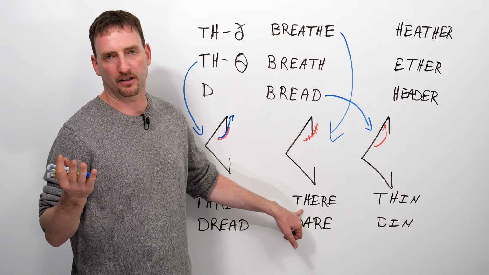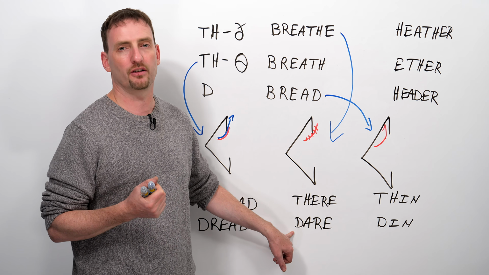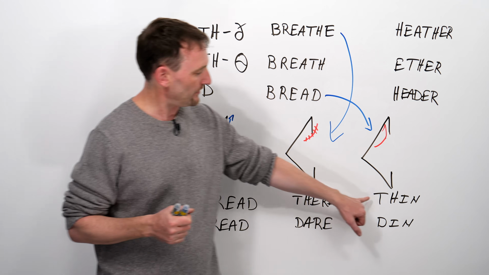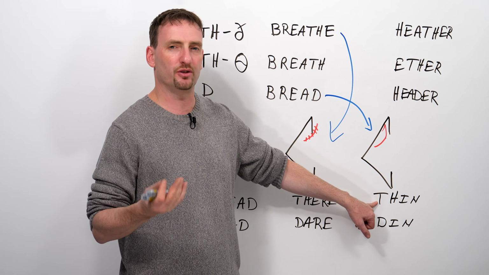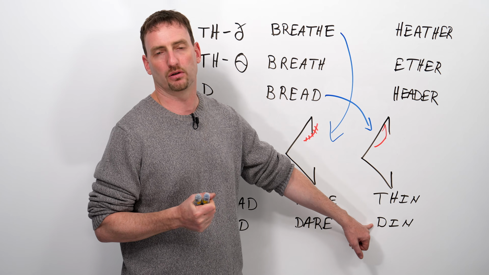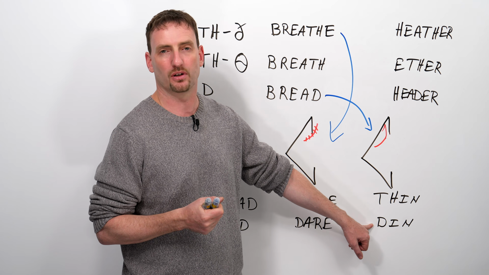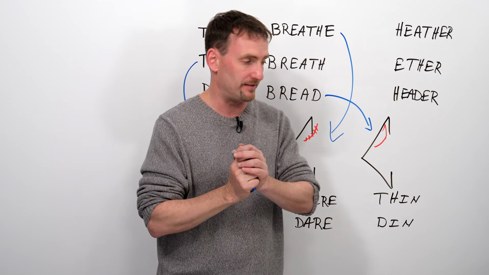There are 5 people here. There are. I dare you to do it. I dare you to. Dare you to. He is very thin. He needs to gain more weight. He's too thin. There was a loud din in the school. Loud din. I'm just mixing the two D's, okay?